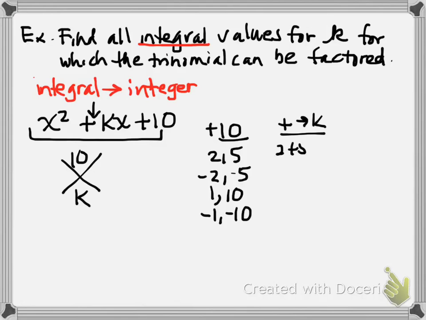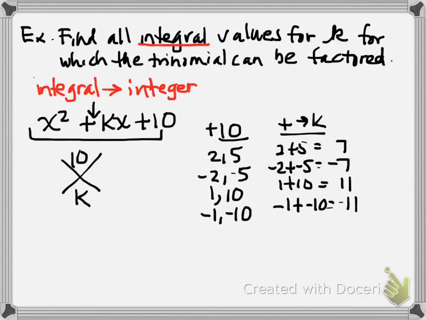So we have 2 plus 5 is equal to 7. We have negative 2 plus negative 5 is equal to negative 7. We have 1 plus 10 is equal to 11. And we get negative 1 plus negative 10 is equal to negative 11. So how you write the answer to this problem is you're simply being asked to figure out what k equals. Now you have two ways to show it. You can just list them: 7, negative 7, 11, negative 11. Or remember we talked about that plus-minus sign if we have the same number but opposite signs. So we have plus or minus 7, plus or minus 11.